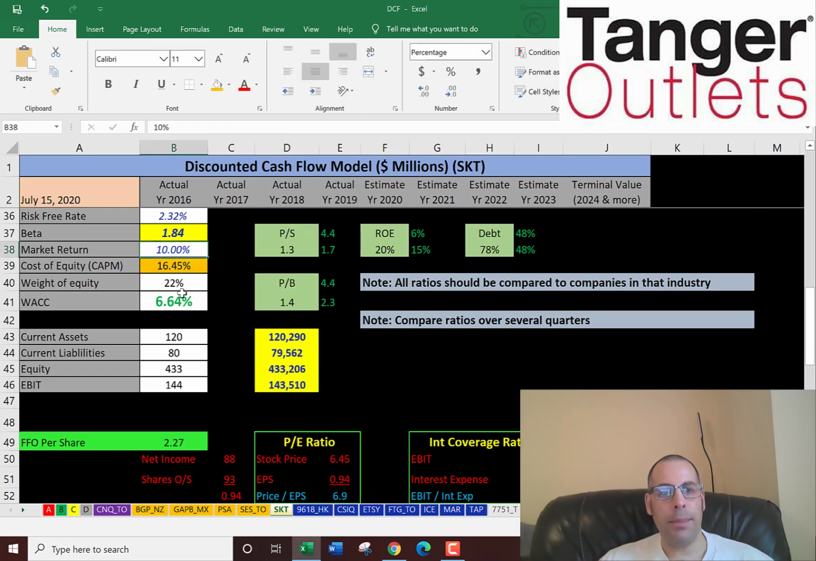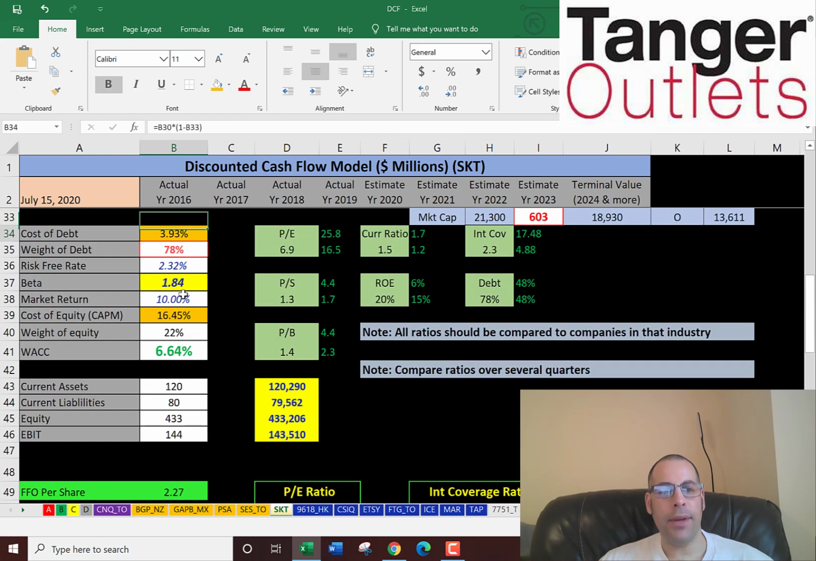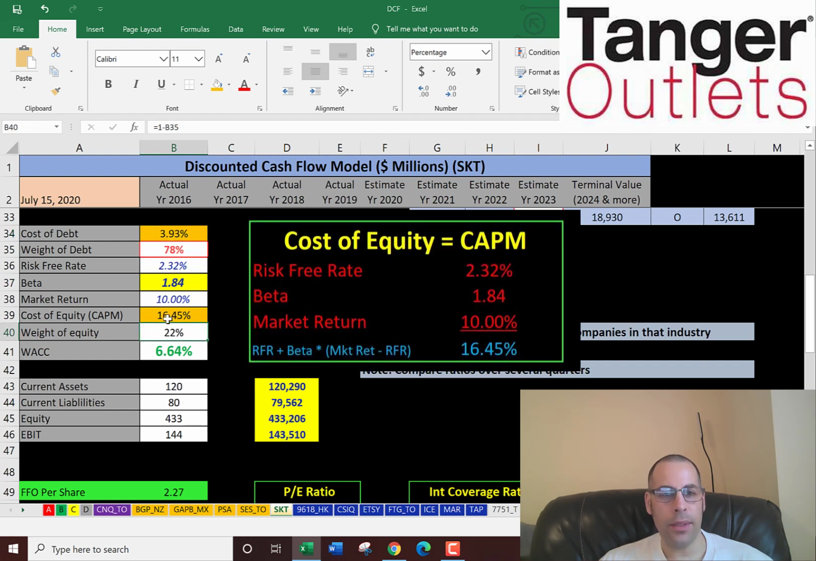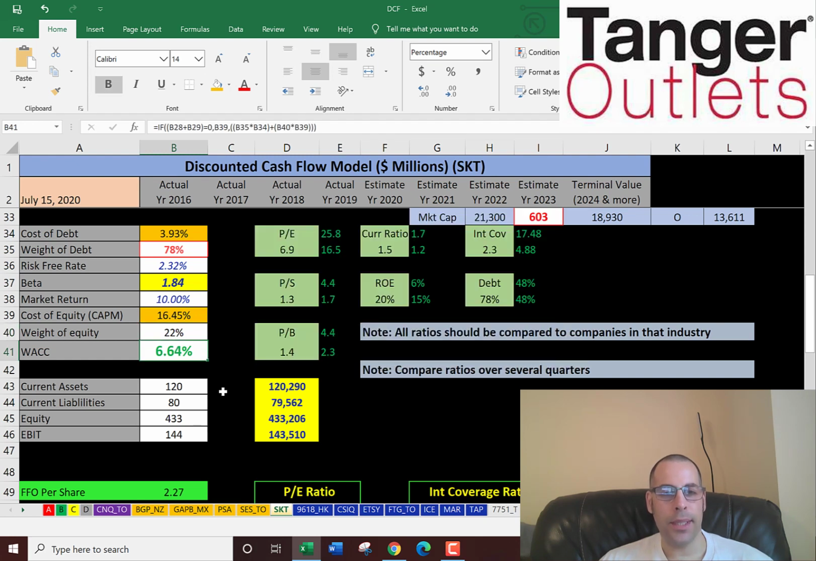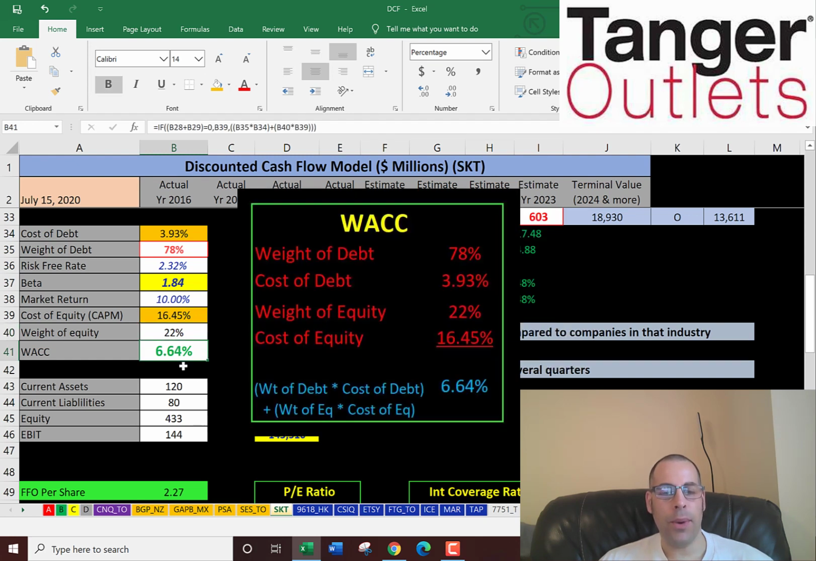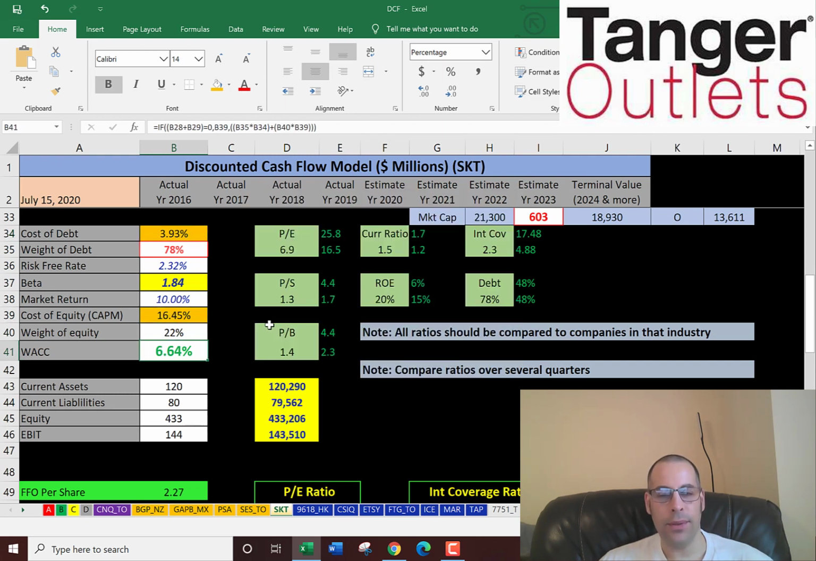So let's look at the capital structure. They have 78% debt, and the cost of debt is 3.9%. They have 22% equity, and the cost of equity is 16.5%. And the WACC is 6.64%. The WACC is a blend of cost of debt and cost of equity. And that's the discount rate we're going to apply to the future cash flows.